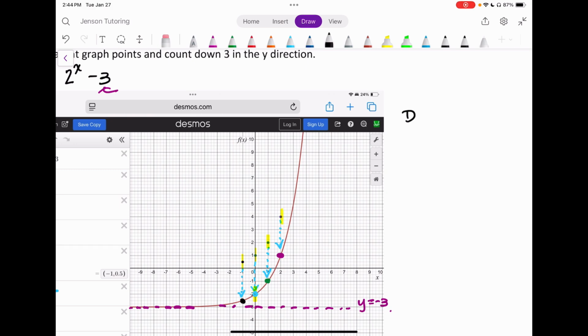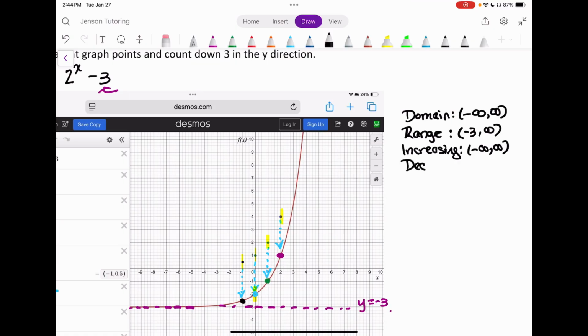So if I look at my graph, my domain, still all real numbers. My range now, instead of going from 0 to infinity, it's going to start at -3 and go on to infinity. The graph is increasing, still everywhere because I haven't flipped it upside down. And it's still not decreasing anywhere. Right? And so then I had my x-intercept.